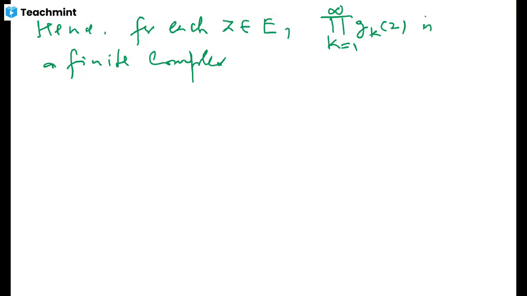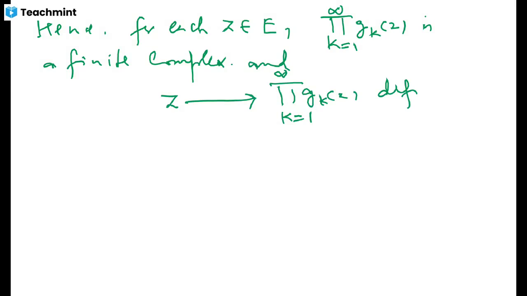Yes, sir. So this is a finite complex number, and hence for each z, this is a defined function now. For k from 1 to infinity, g_k(z) defines a function. Okay, so it's done. That's why we are using it. Now we have to establish its uniform convergence, and the uniform convergence of partial products.